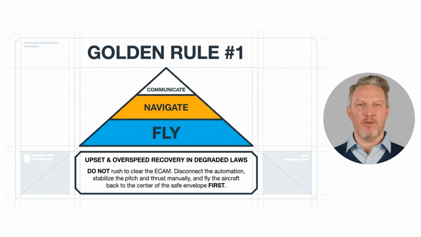When things go wrong, remember golden rule number 1, fly. Do not rush to clear the ECAM during an upset or overspeed in degraded laws. Disconnect the automation, stabilize the pitch and thrust manually, and fly the aircraft back to the center of the safe envelope first. Analysis comes later.